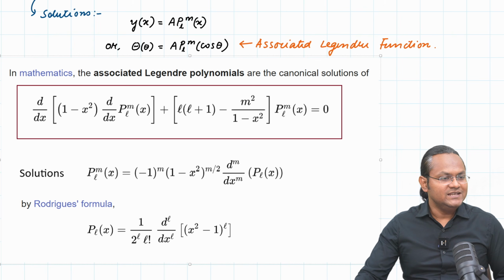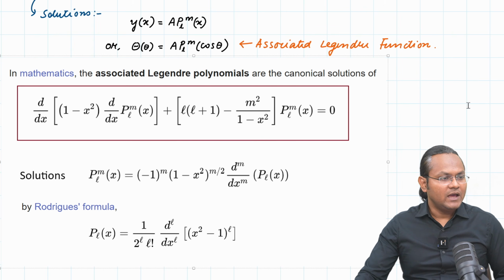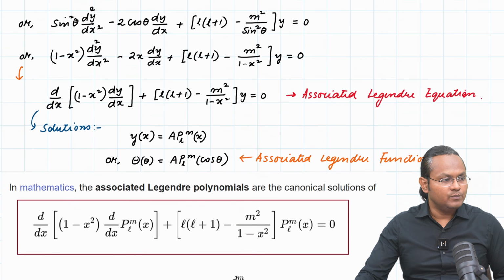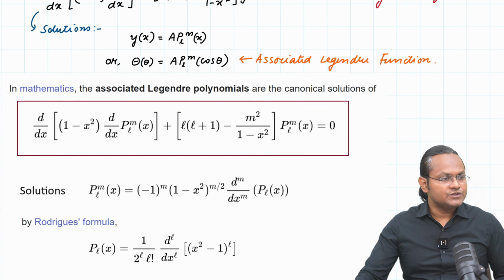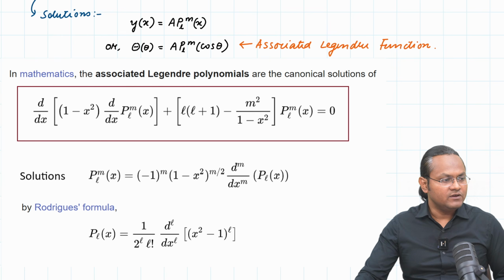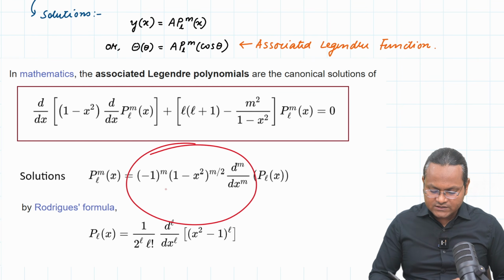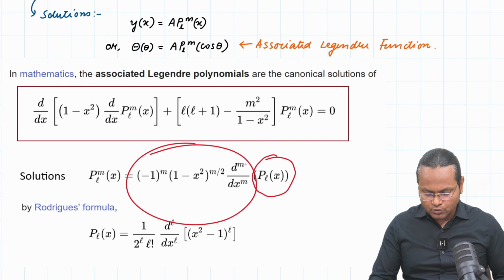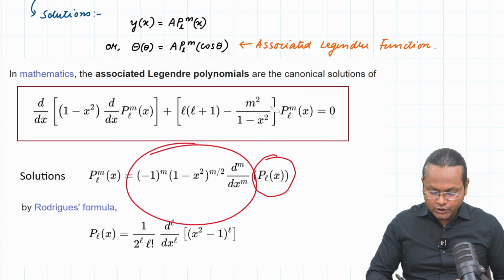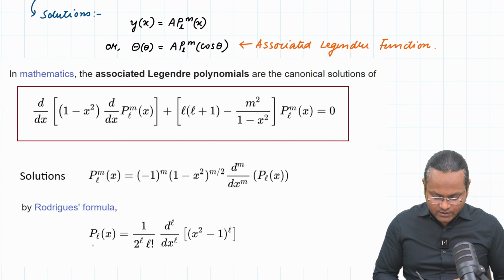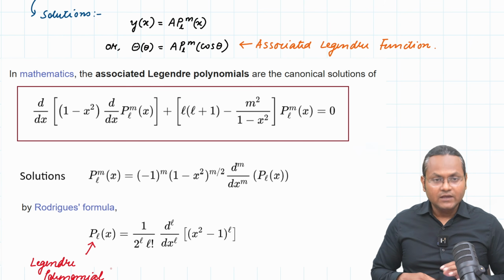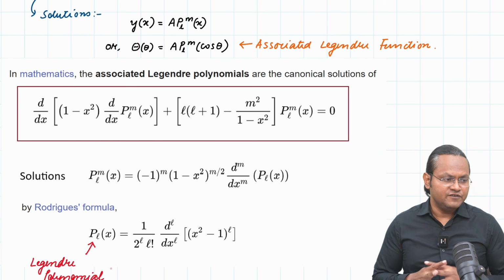Here are the detailed nature of the solutions. So here you have the associated Legendre equation, right? Which is what we obtained earlier. And the solutions of the associated Legendre equation are given by the associated Legendre function, which is written in this particular manner. That involves taking multiple derivatives of what is known as the Legendre polynomial. And the Legendre polynomial is given by the Rodrigues formula. So effectively, we get polynomial solutions of this differential equation.